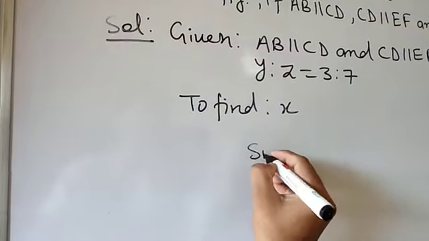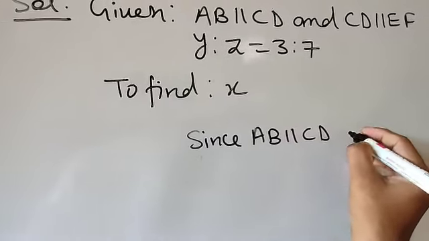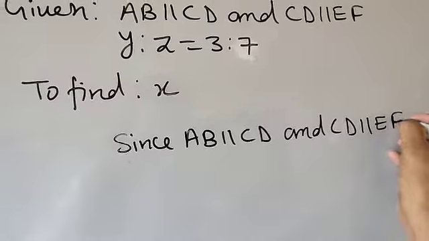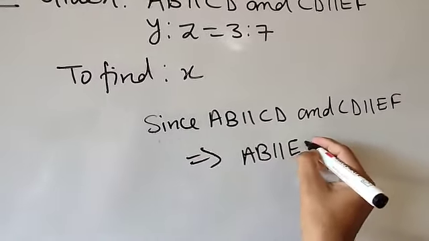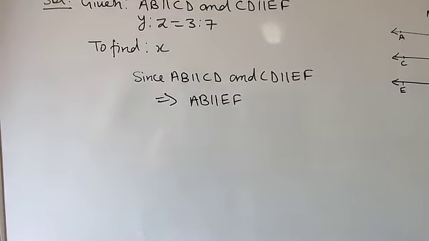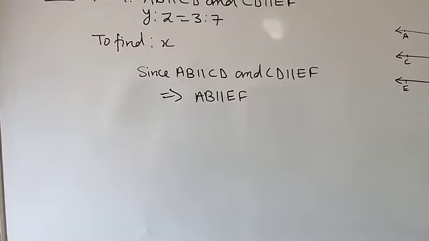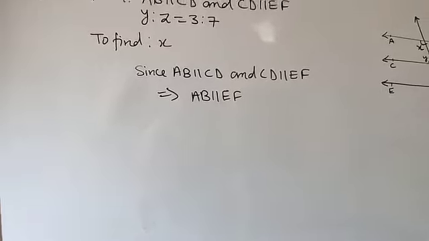So since AB is parallel to CD and CD is parallel to EF, it shows that AB is parallel to EF. If two lines are parallel to the same line, then both the lines are parallel to each other. So if AB is parallel to CD and CD is parallel to EF, then AB is parallel to EF.